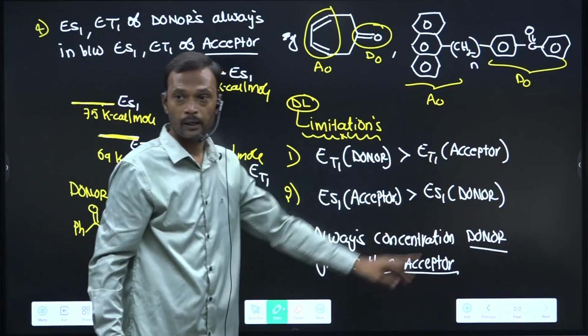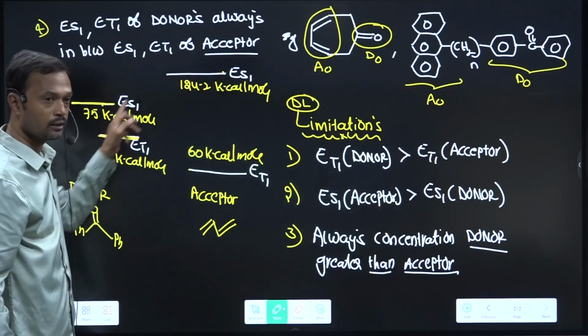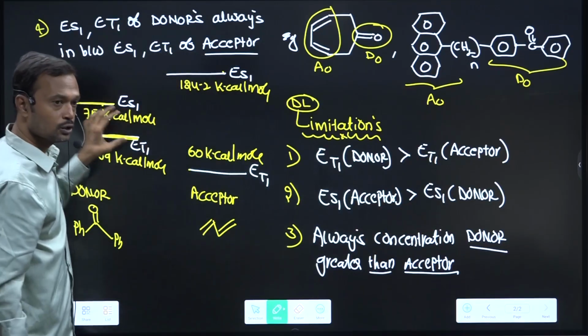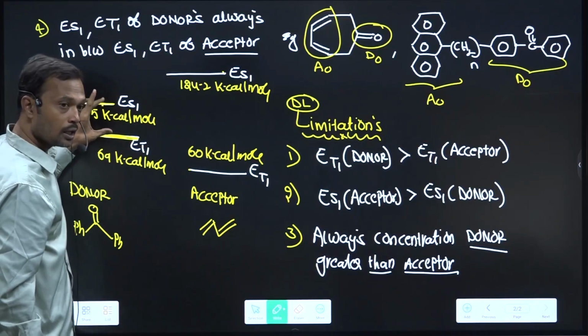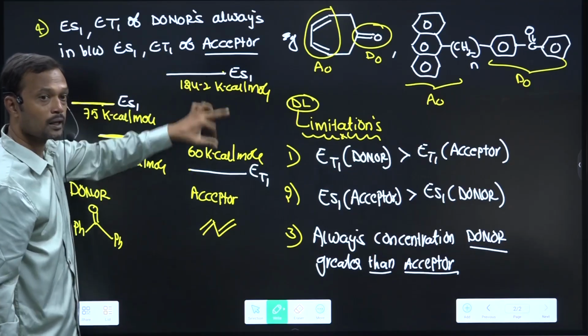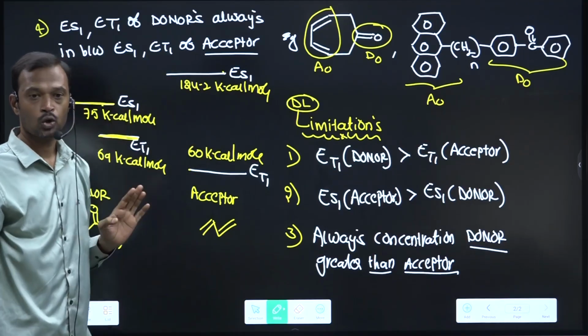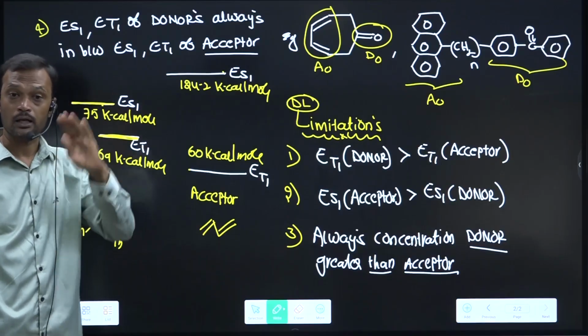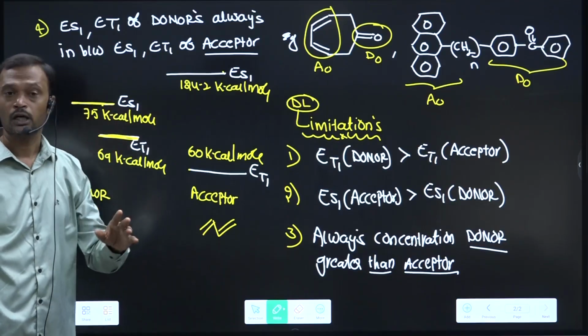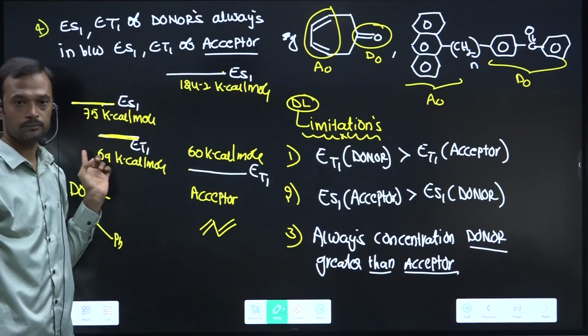Matching? Now finally, this concentration is very high, this concentration is less. These two energy levels are in between the acceptor energy levels. That is the first condition. Donor energy levels are always in between the acceptor ES1, ET1 energy levels. Then only it is a good selection of donor.